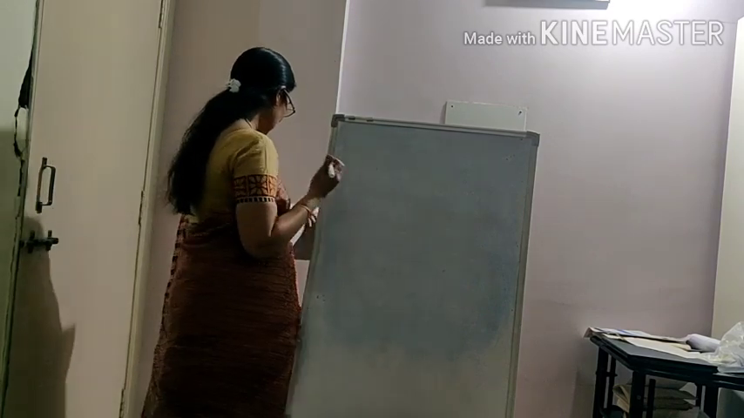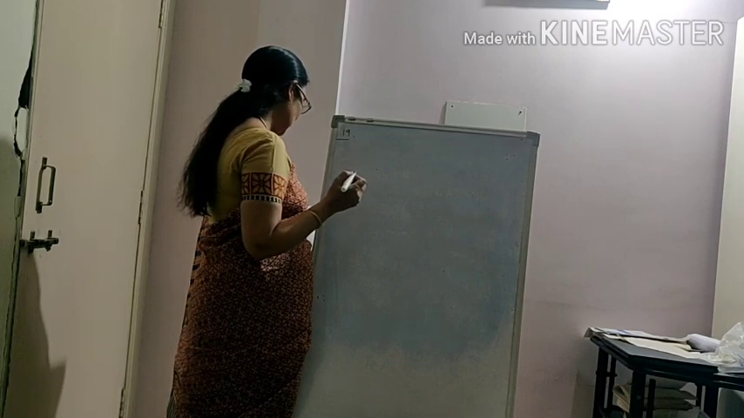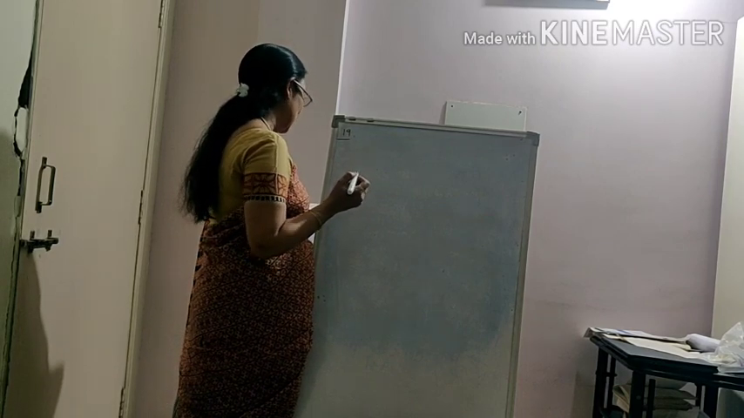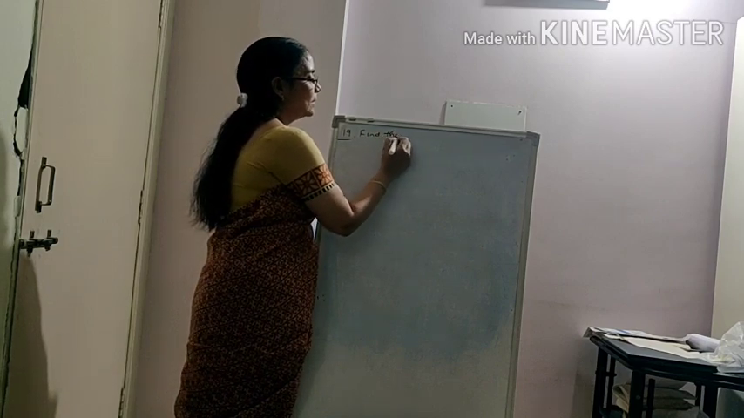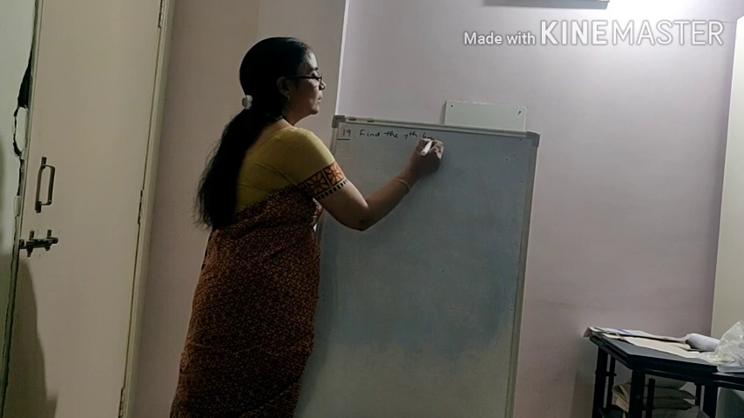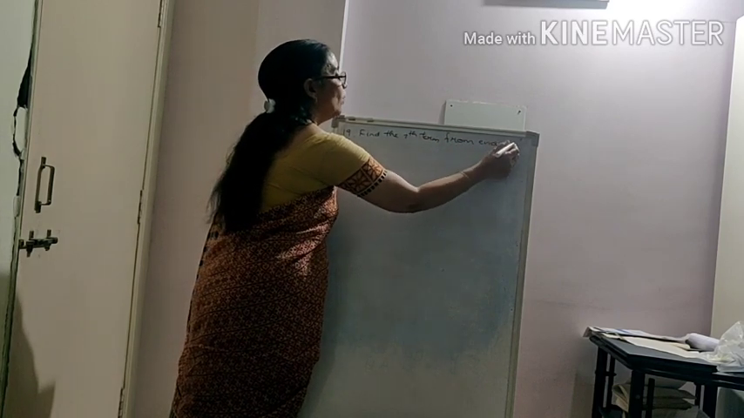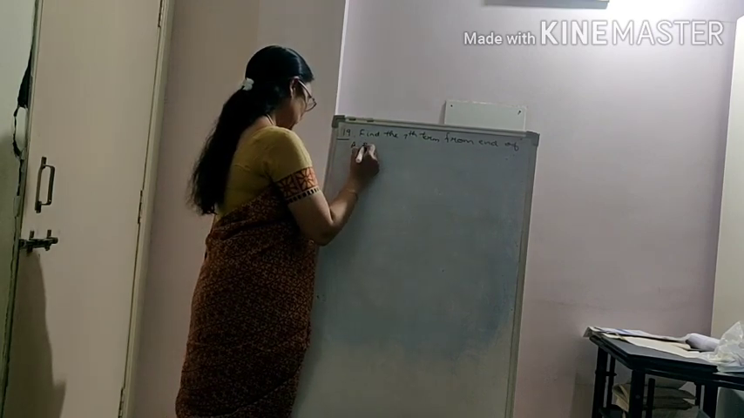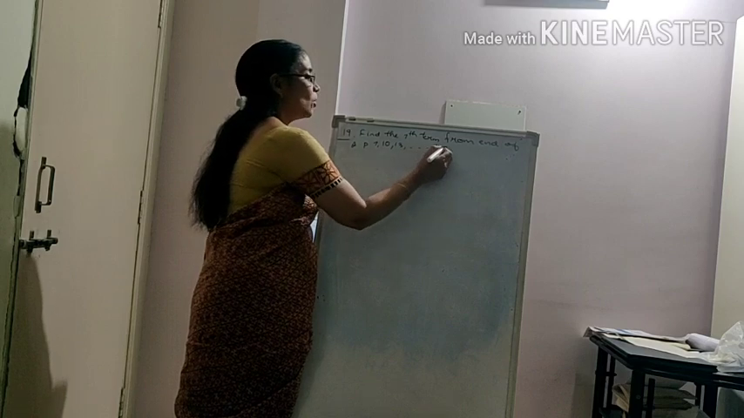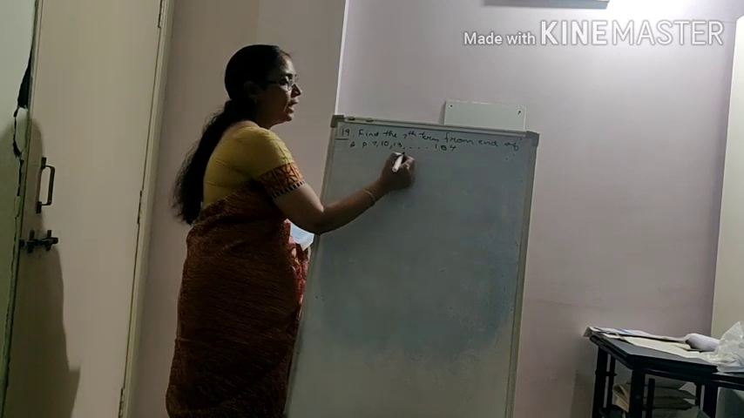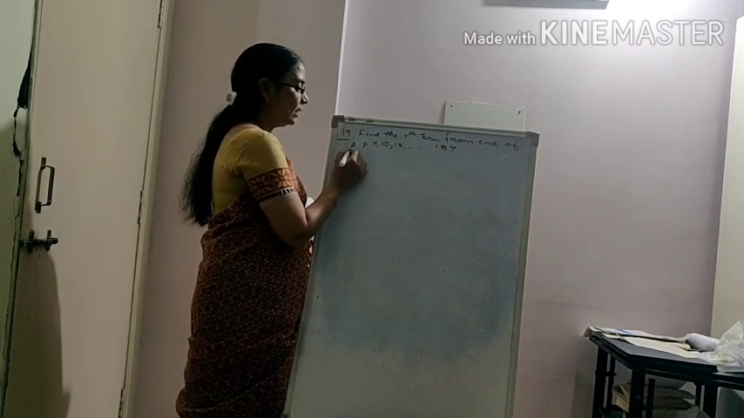That is the 19th one. He says find the 7th term from the end of an AP: 7, 10, 13 and so on, 184. From this end we have to find out the 7th term.